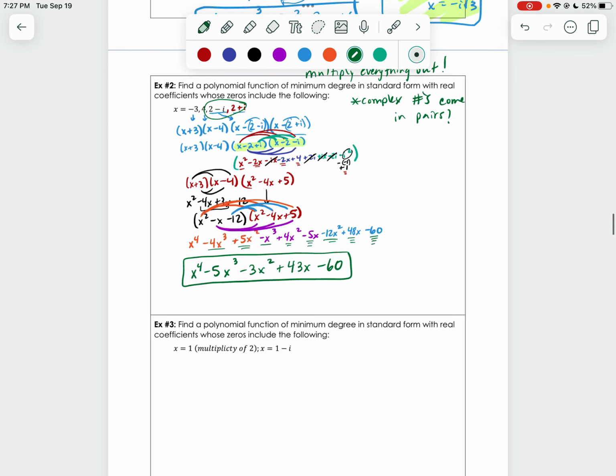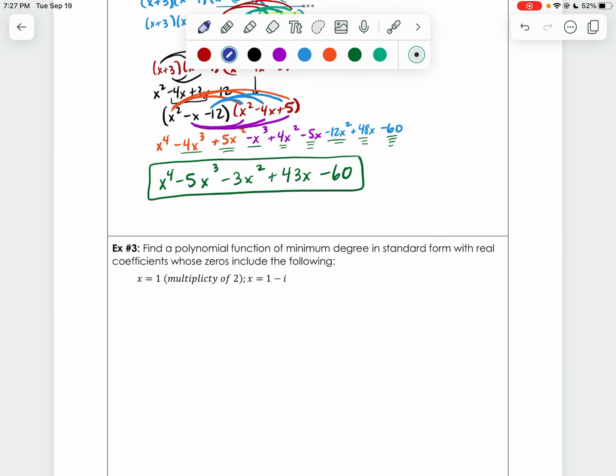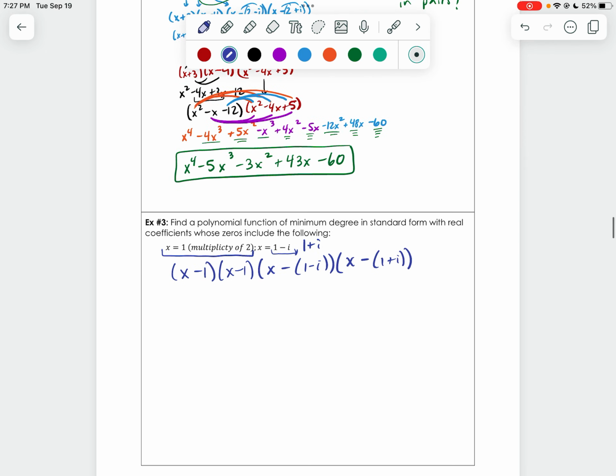So example 3 is really the same thing. I'm not going to do this whole thing, just for time's sake. Now this one says x equals 1 multiplicity of 2. So if you write that as a factor, that's x minus 1. Multiplicity of 2 means it's happening twice. And then you have another one that's complex. So you would write x minus 1 minus i, and then we would also write 1 plus i, so x minus 1 plus i. Then you could do all that multiplying again and see what works out. But that would be how we would start that one.